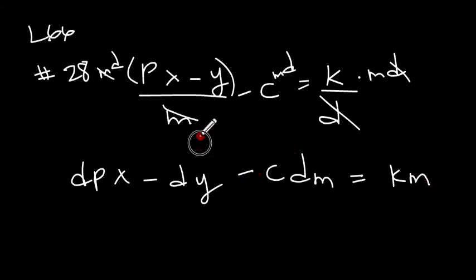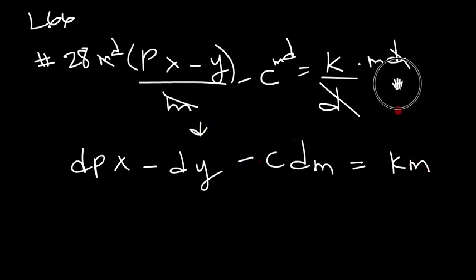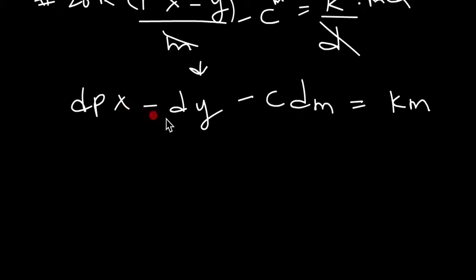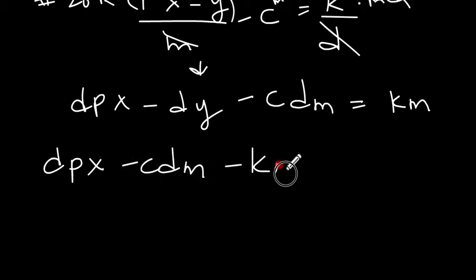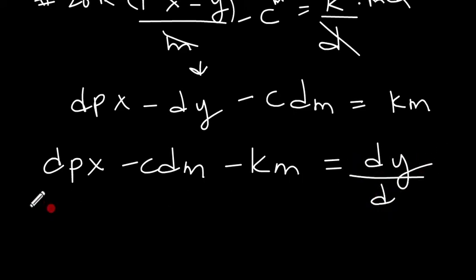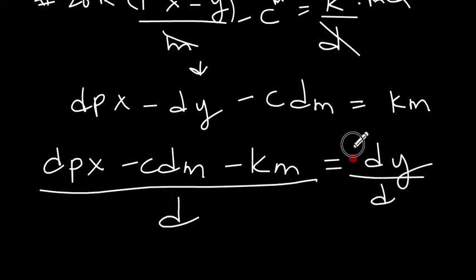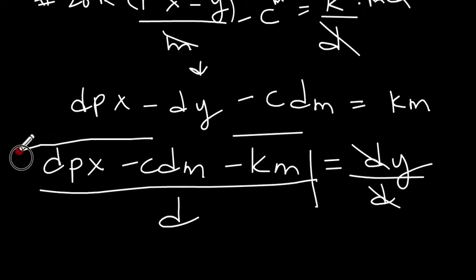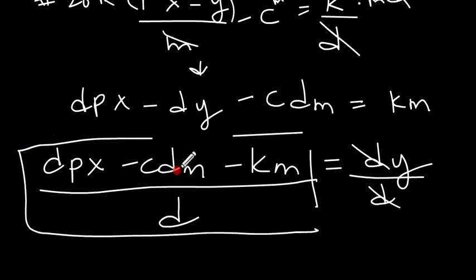We're solving it for y, which is a little bit easier than a lot of them. We're going to bring everything, let's make this one positive. I did it differently, but let's do dpx minus cdm minus km equals positive dy. Divide everything by d, and that is your final answer. y equals this stuff right here. So hopefully that was good.